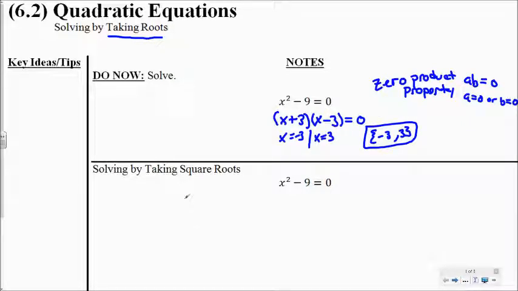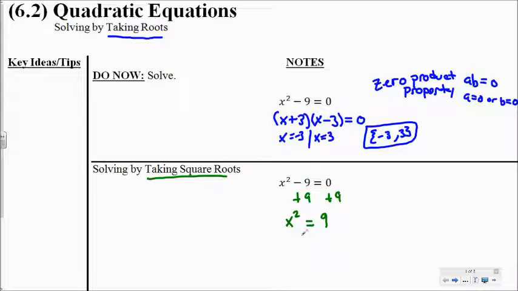So in this video, we're going to cover an alternative method, which is solving by taking square roots. Recall that when we solve linear equations, we solve them by isolating the value x. So solving by taking roots starts off in a very similar way. I'm going to isolate my variable, which is the x squared, and I do that by adding 9 to both sides. I'll end up with x squared is equal to 9.